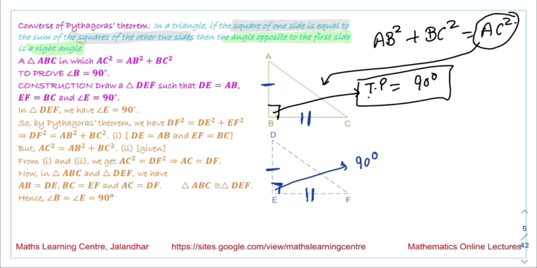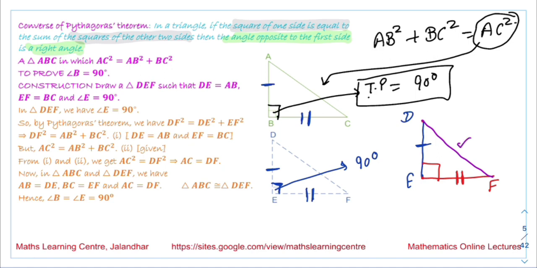Now this is how we have done the construction. We have drawn a line DE whose length is equal to AB. From E, we have drawn an angle of 90 degrees, and we have drawn a line at that 90 degree angle, and the length of this side is BC. We have joined these two points D and F, and we obtain this triangle.